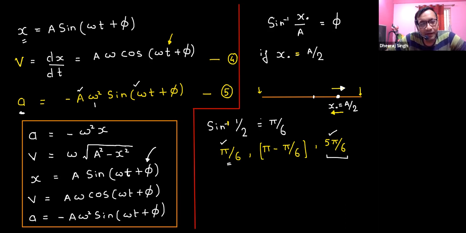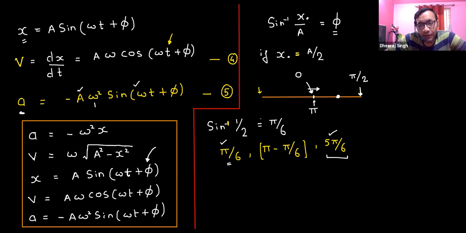Now I can simplify it further for you. The angle over here is 0 if it goes this way. Then when it reaches the extreme position, what does the angle become? Phi will become what? When x equal to A, phi will become pi by 2. Pi by 2. And when it reaches here again, but in the opposite direction, it is pi.